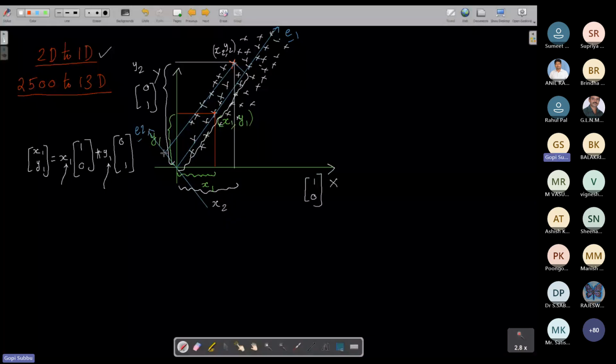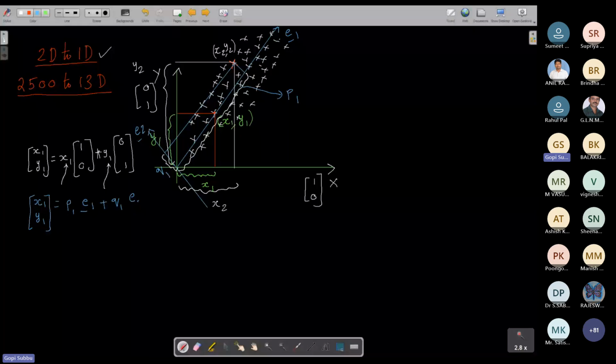So what do you mean by that? Say, for example, this distance that I measured here, let us say it is P1. And this distance, you projected this point on E2 and measured it, let us say it is Q1. Then we are representing the same vector x1, y1 as the linear combination of P1 into E1 plus Q1 into the E2 vector, right?